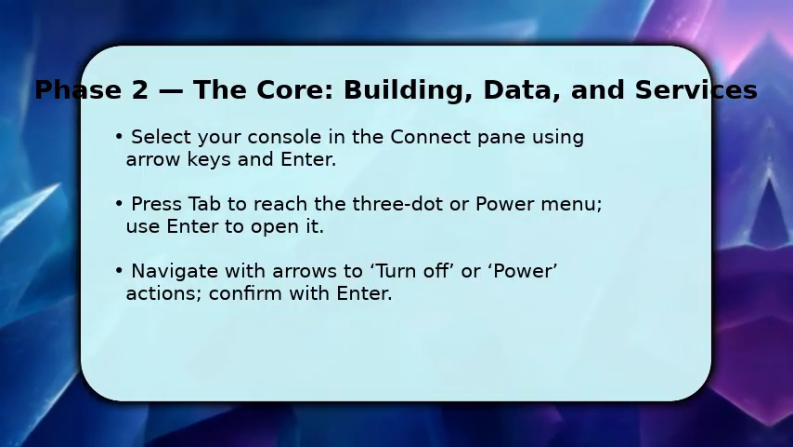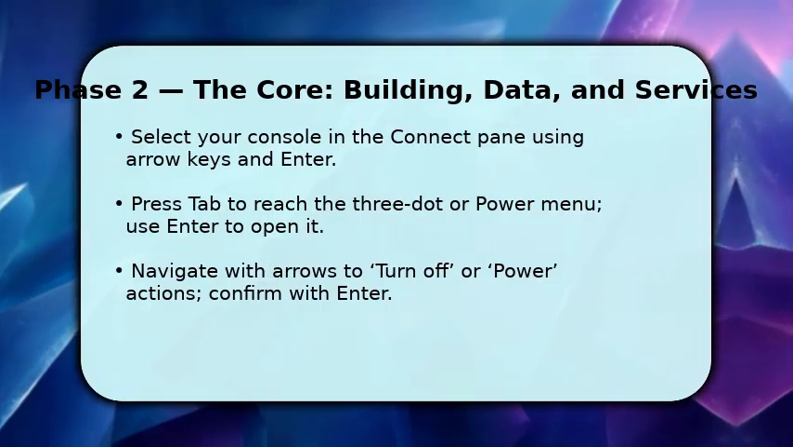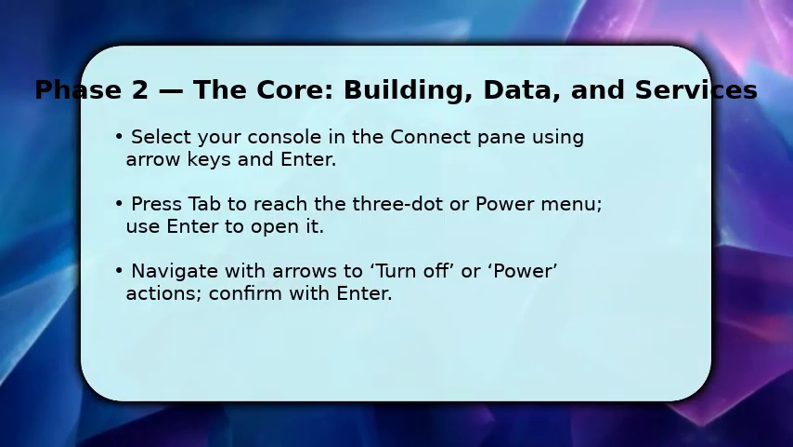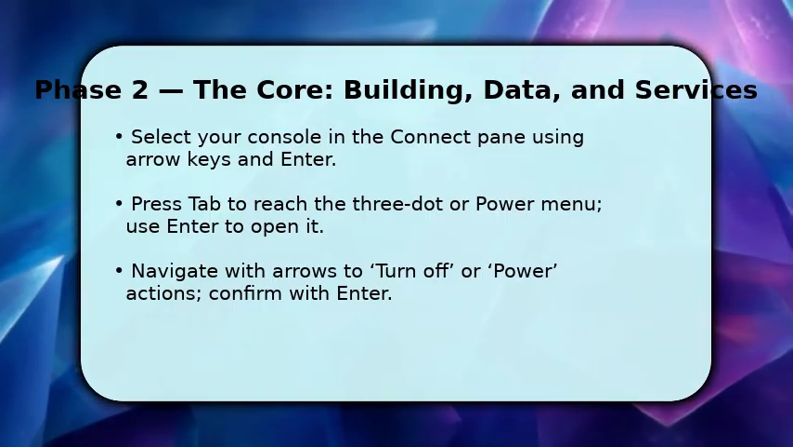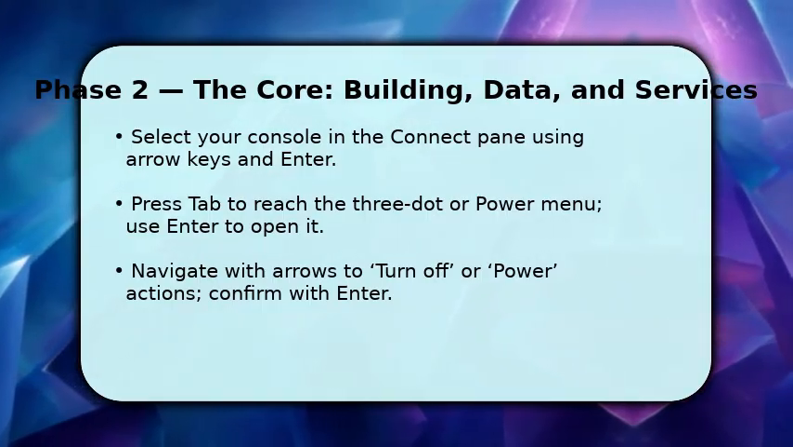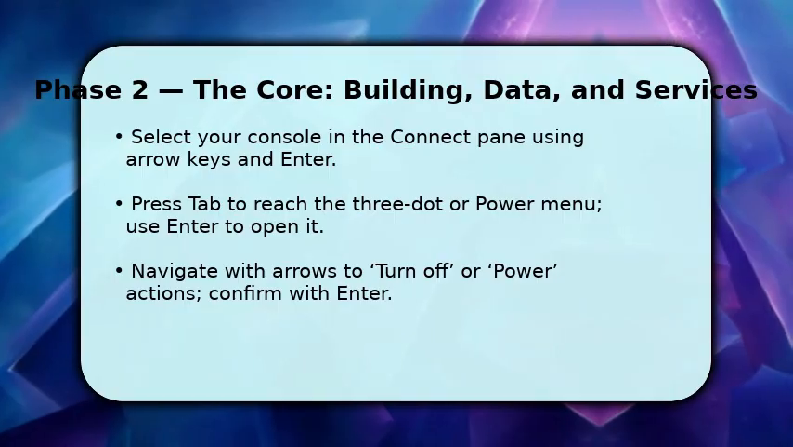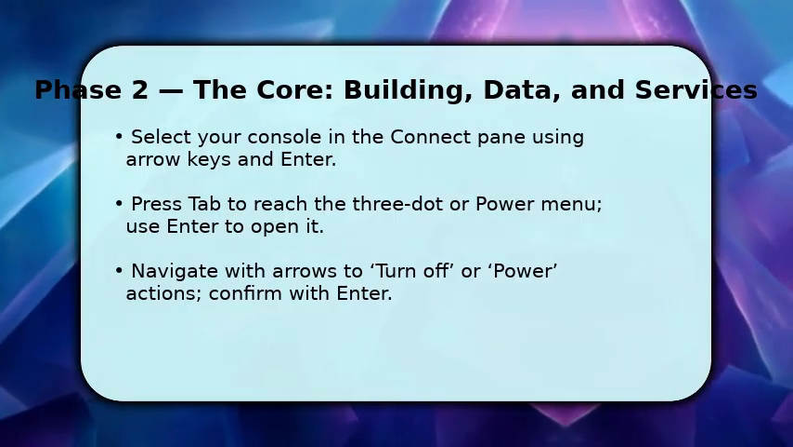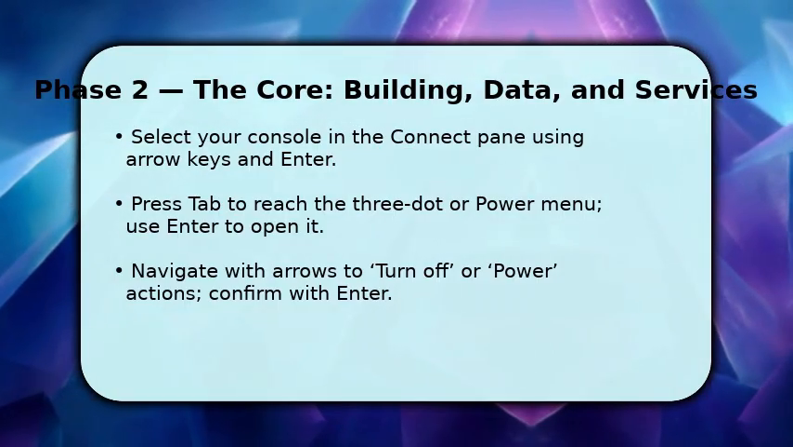Once connected, press Tab repeatedly until the three-dot menu or power control is highlighted. This is how the keyboard accesses contextual actions. Use arrow keys to move to the power option and press Enter to reveal choices like sleep or turn off. Move to turn off console and press Enter.